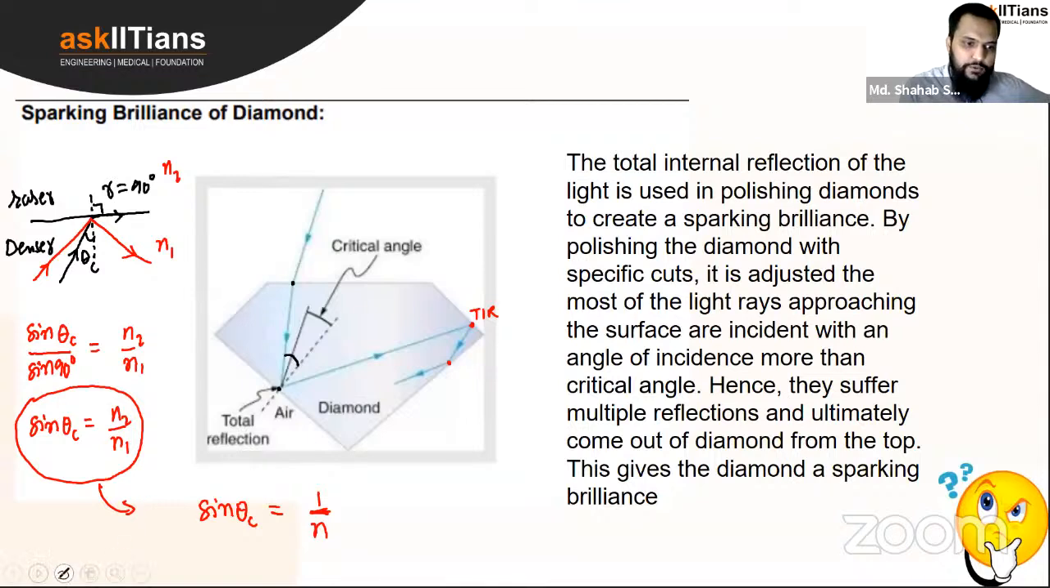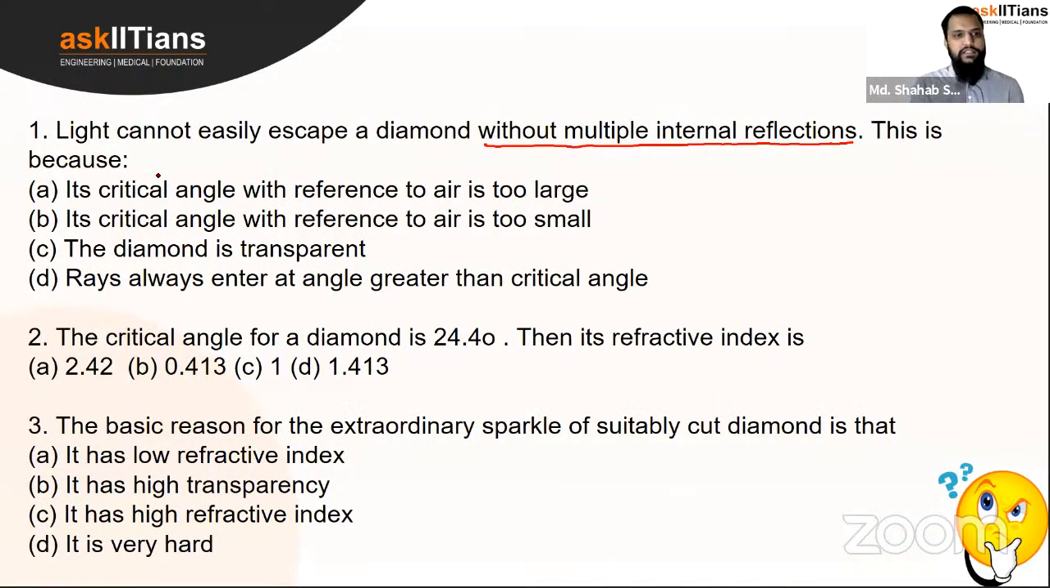तो let's move to the question. अब देखें यहां पर, this is because multiple internal reflection क्यों होता है? This is because its critical angle with reference to air is too large. No, refractive index is high, so critical angle is less. So this is not possible. Let's read the second one. Its critical angle with reference to air is too small. Yeah, critical angle is very small. So all the angle of incidence is technically more than critical angle. So what happens? Light goes multiple TIR. So this one is correct.